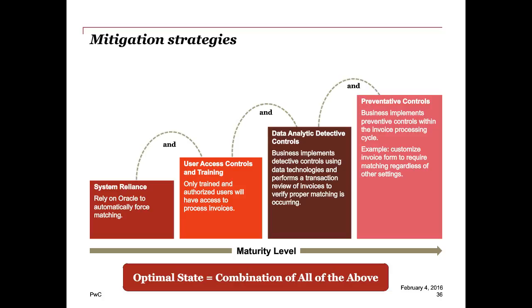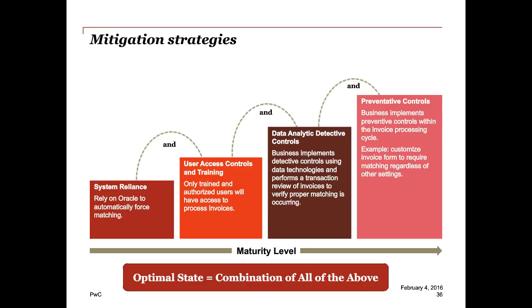Again, we're following the same structure. There's a scale of maturity. Some companies are better than others, but you've got to start somewhere. So there's some level of system reliance. Clearly, you're going to expect the system to enforce at least the configurations that are set correctly. The second level is your access. You need to be aware of how access is going to impact whether or not things are matched. Access to change those configurations at the supplier level and the purchase order level. Access to manually release those holds. Access to circumvent this control. Certainly training is involved with that as well.